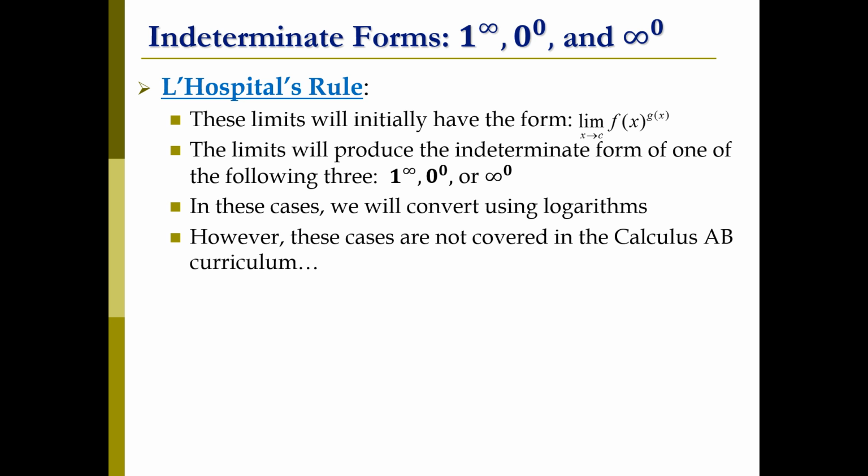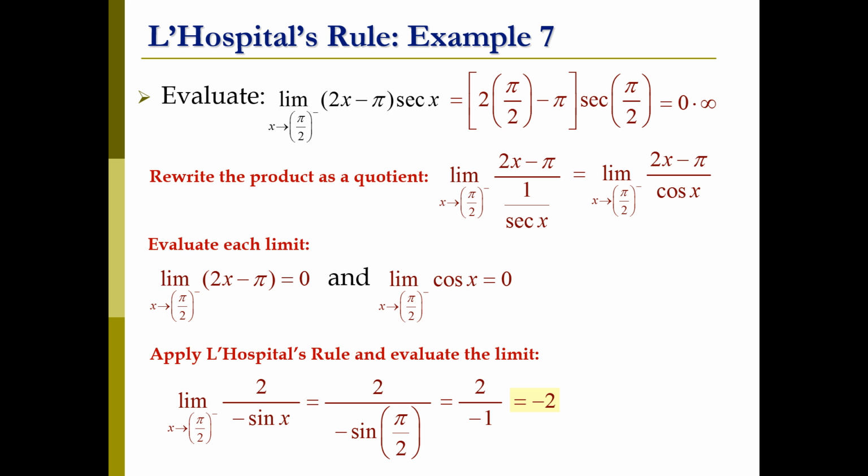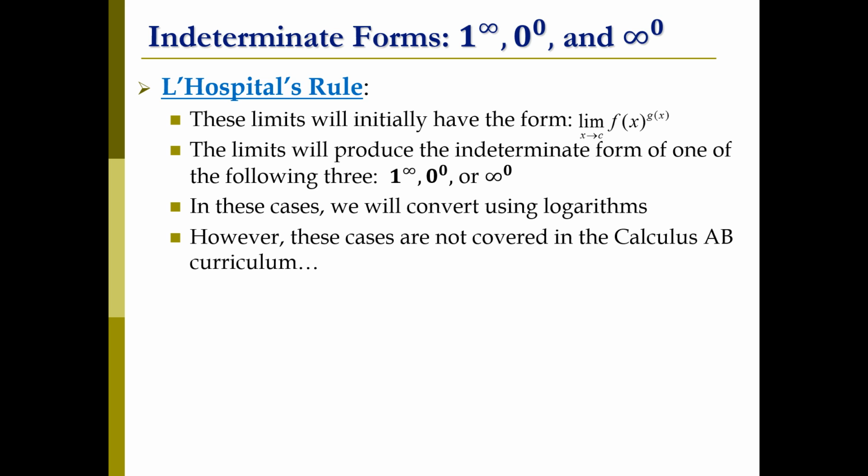Now, there are other indeterminate forms, specifically 1 to the infinity power, 0 to the 0 power, and infinity to the 0 power. These limits will initially have the form the limit as x approaches c of f of x to the g of x power. The limits will produce the indeterminate forms of one of the following three: 1 to the infinity power, 0 to the 0 power, or infinity to the 0 power.